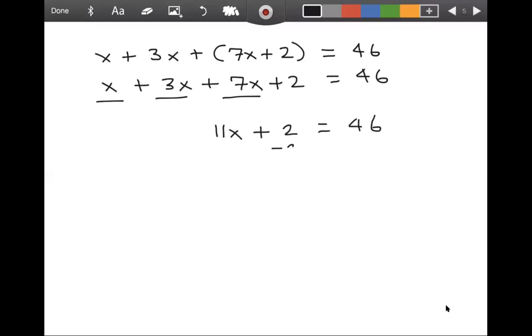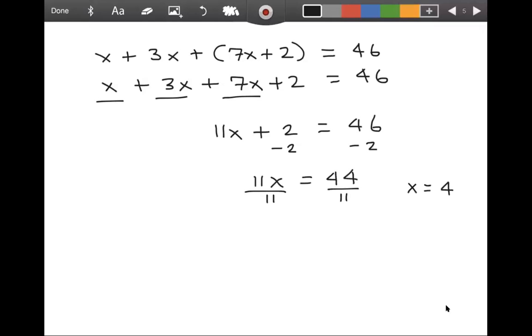And now I'll subtract 2 on both sides. And finally, divide both sides by 11. Okay, so we are due for a check. I checked the first problem, not the second problem. So now I'll check this problem.